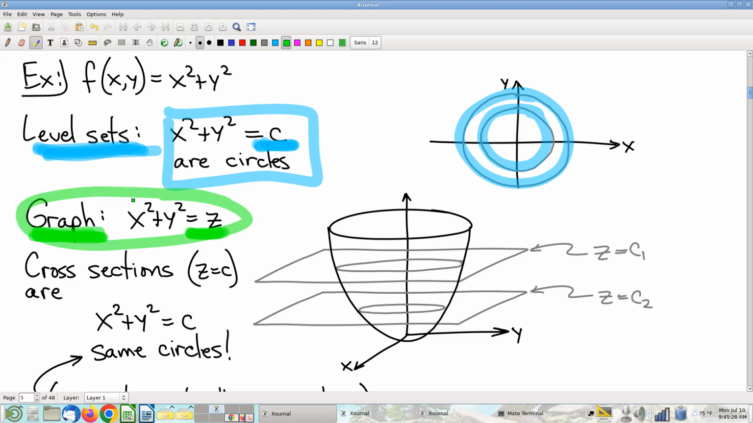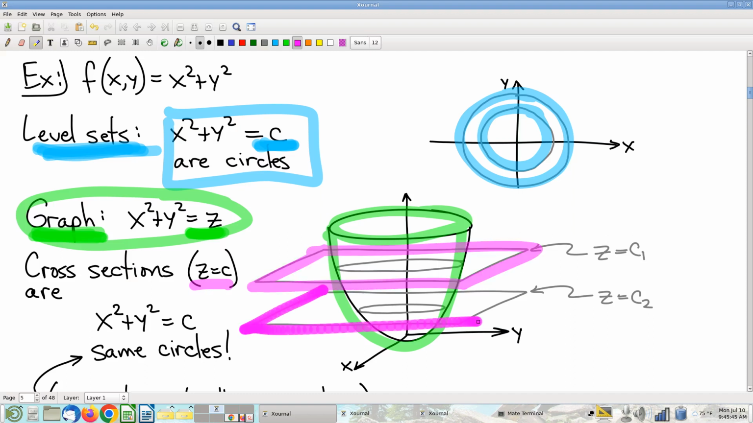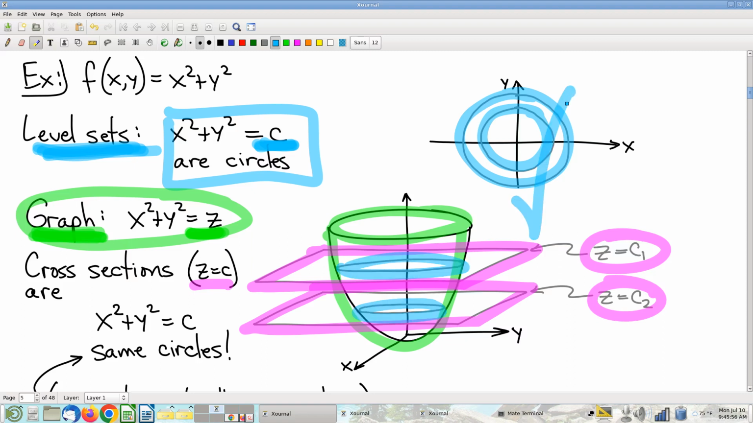We've talked about this surface previously. We made an argument about rotations. That was last week, of course. And that's this surface here. So we've got a picture of the level sets. We've got a picture of the graph. And sure enough, when you take planes z equals c, for various values of c, those cross sections, as they should be, are circles, just like the level sets.